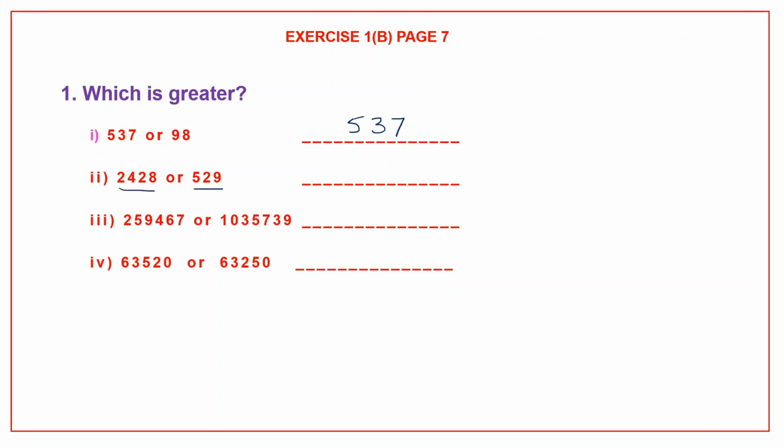Next, we have 2428 or 529. Now here, this is a 4-digit number and this is a 3-digit number. So the 4-digit number is greater. So that is 2428.